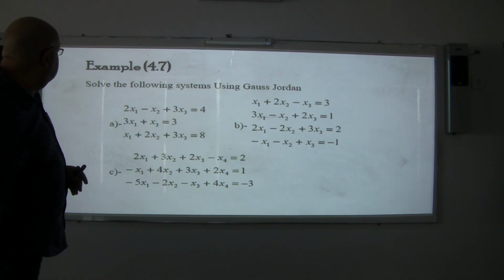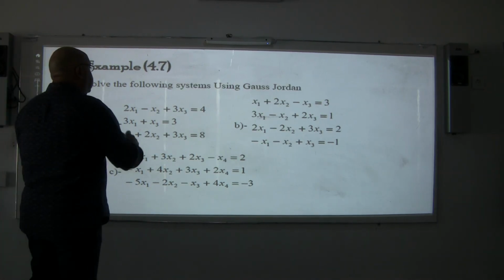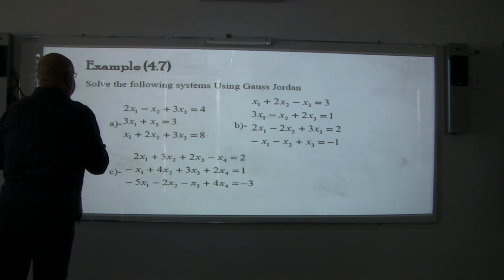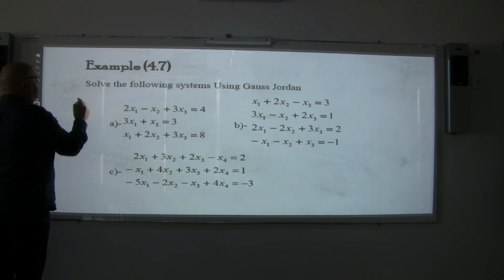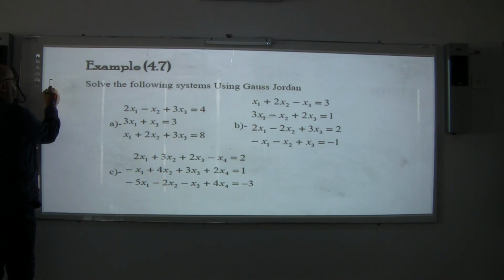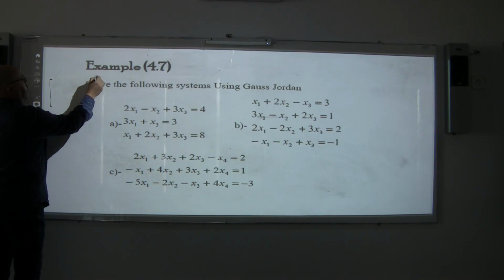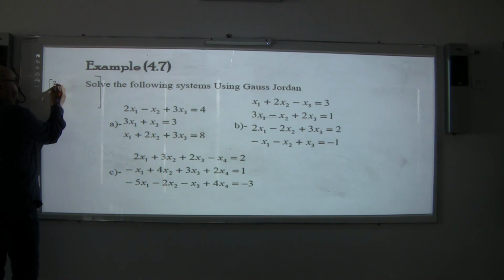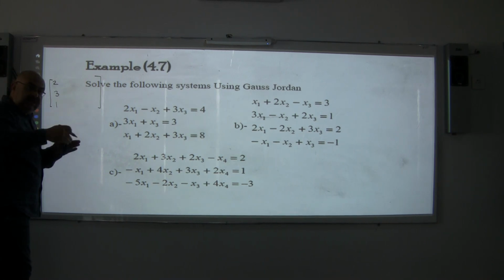Okay, so I will write the system and then I will solve it. I will start with this system. This system simply can be put in matrix form. The coefficient matrix will be 2 for x1, 3 for x1, and 1 for x1. So this is the x1 column.